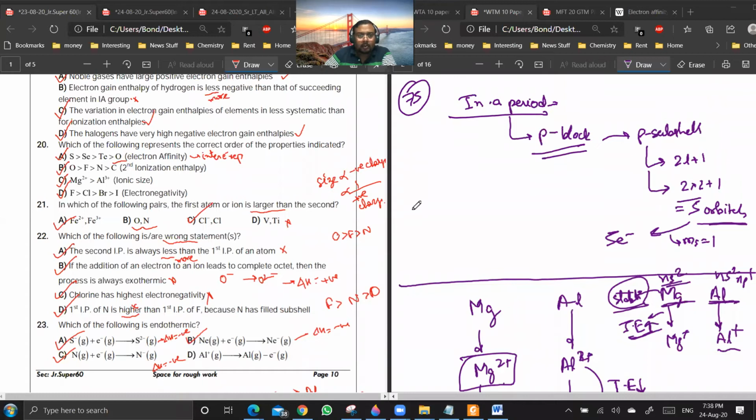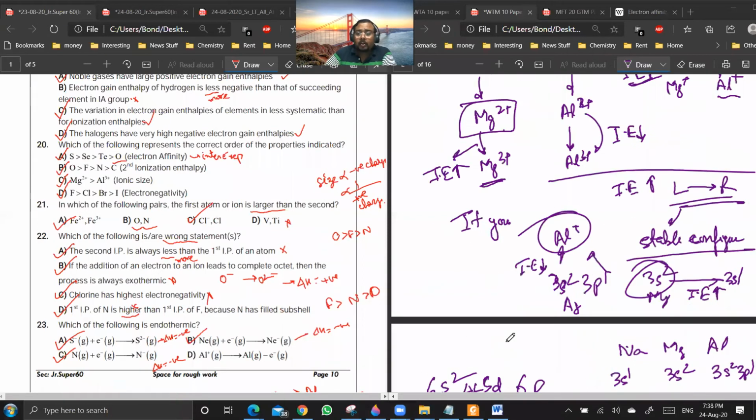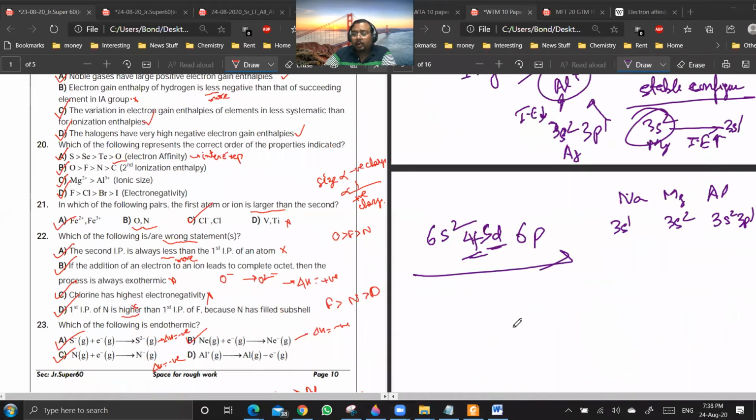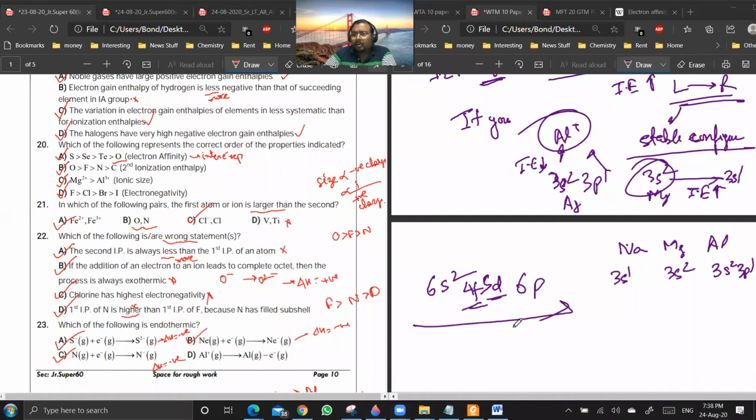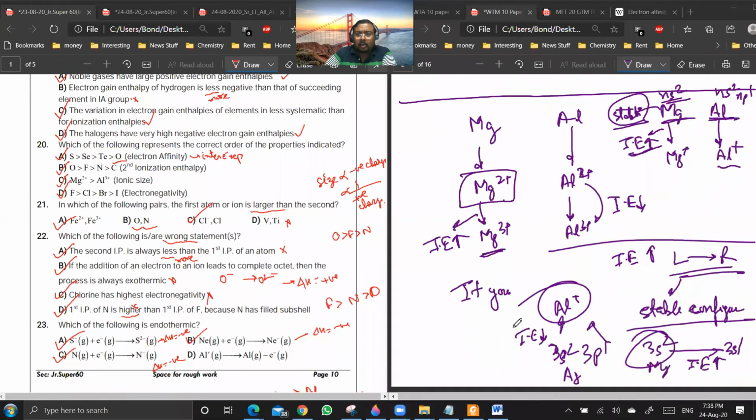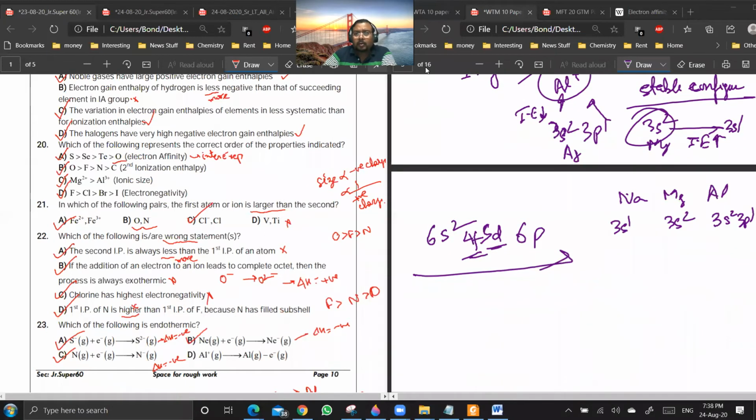20th is done, yes or no? Okay, 21st, 22nd. In 21st, I want you people to make a correction, because this was given in the older NCERTs, and all the older books have that data only. Now they have changed it.